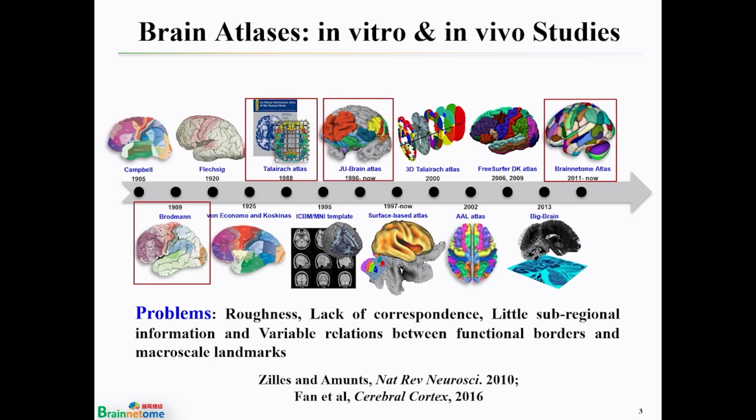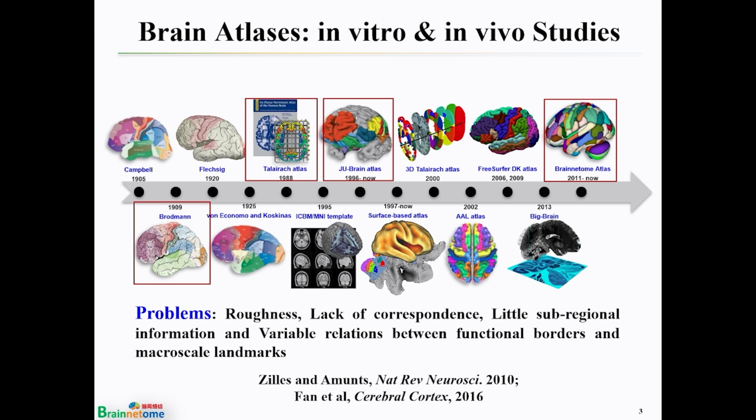In fact, brain atlases have a very long history, at least over 100 years. The first one is the cytoarchitectonic atlas, developed using cytoarchitecture, meaning cell shape. If the shape is similar, it should belong to one brain region. If different, it should belong to different brain regions. So then we can find the boundaries between different brain regions.